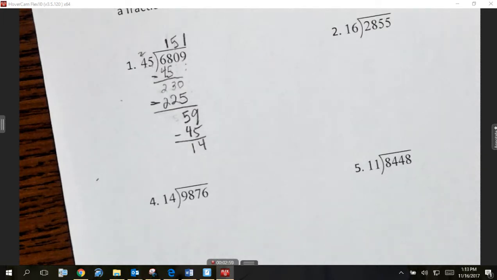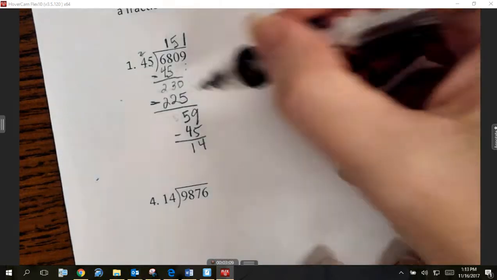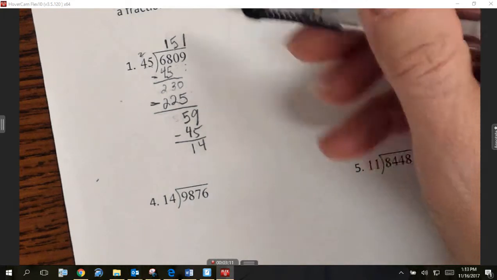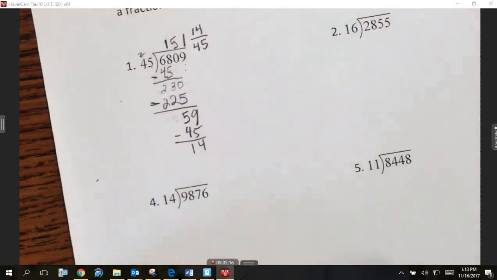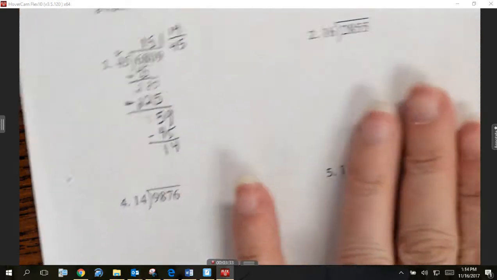What's the other ways of writing the remainders besides actually decimalizing and keep going? What's the other one? A fraction? What would the fraction be? 14 45ths. That is how we are going to do it. The other way would be just writing like an R, 14, to say remainder 14, but we're not doing that in the high school level. In the high school level, we're making it into a fraction. Okay?